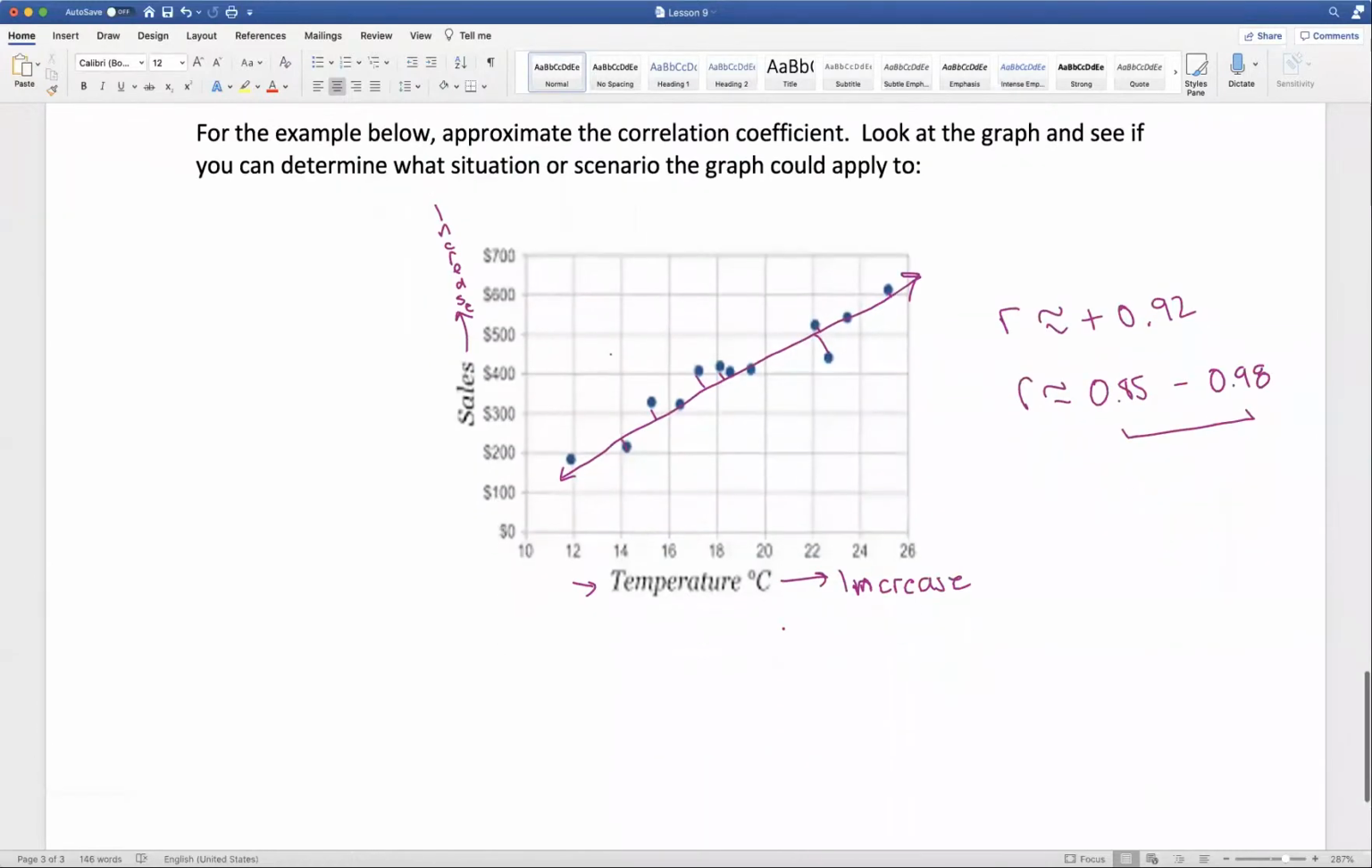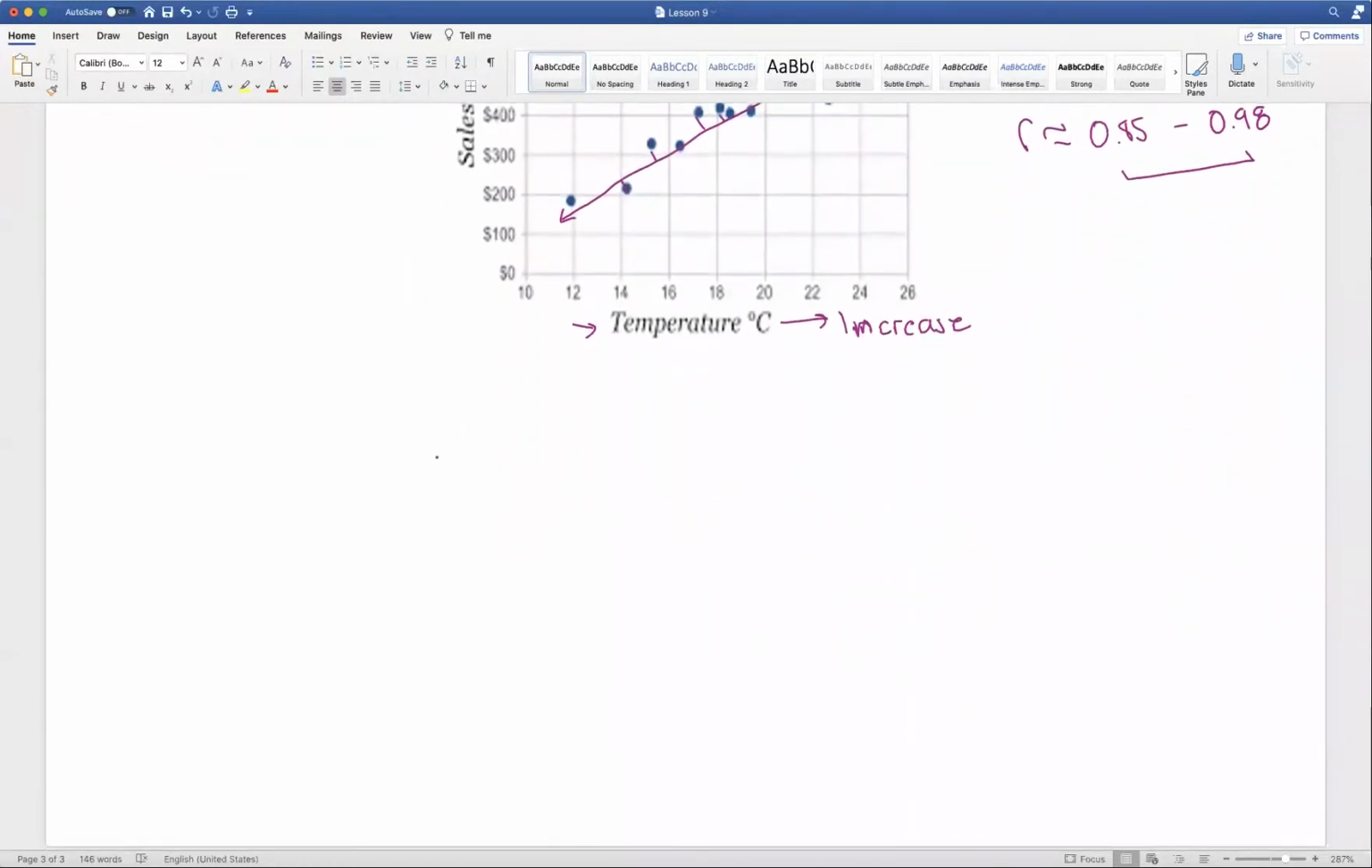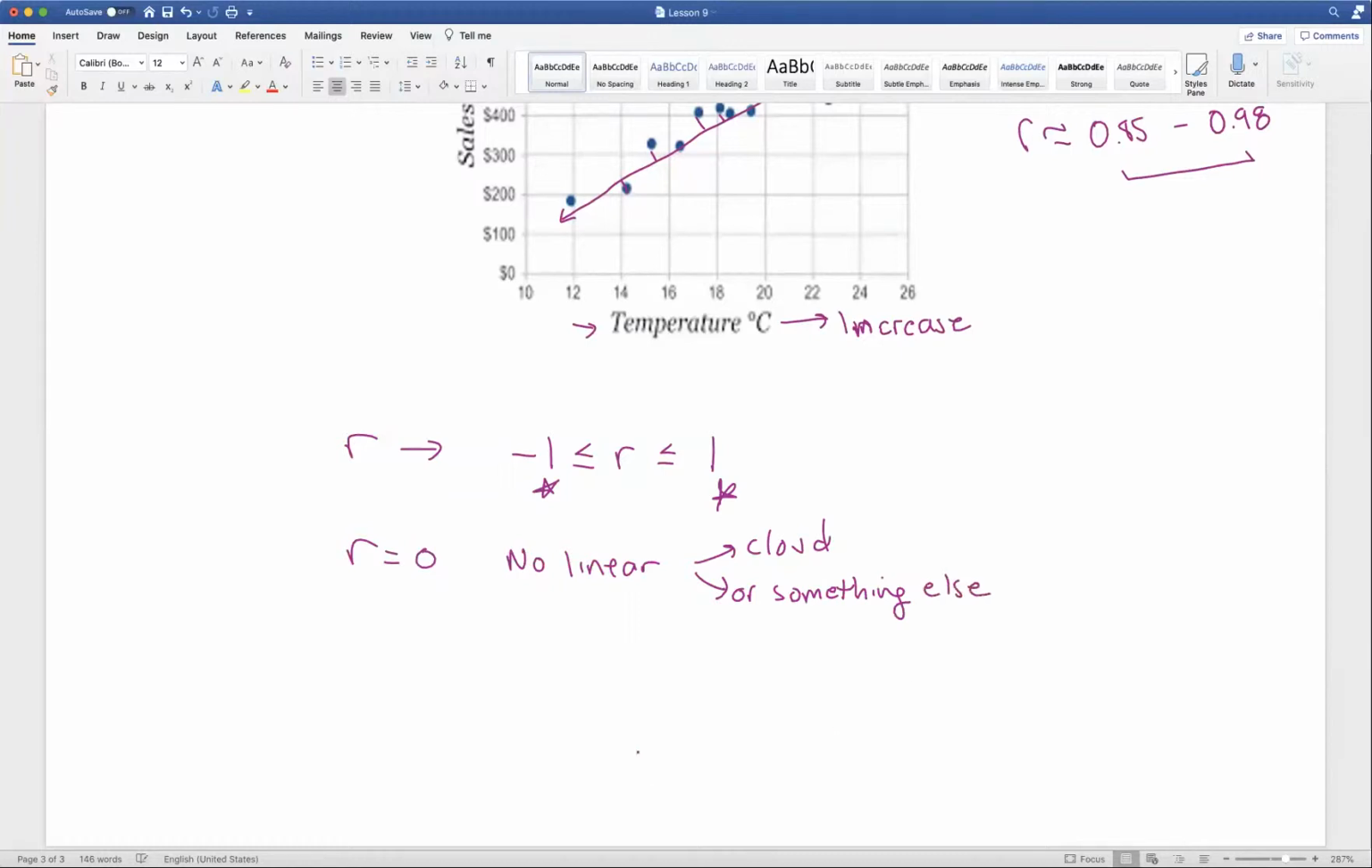The few things that I want to make sure you're comfortable with before you leave here are the following: R is a value that will always be between -1 and 1. Perfect linear correlation occurs at -1 and 1. No linear correlation occurs when r is equal to 0. No linear correlation can mean a cloud, or it can mean another function, like an absolute value function, or a cubic function, or a quadratic function, which is the same thing as a parabola. So it could be a cloud or something else, but there's an obvious nonlinear trend associated with that.